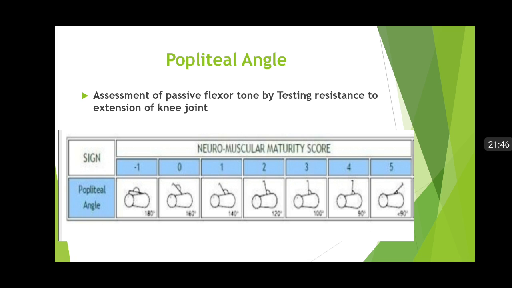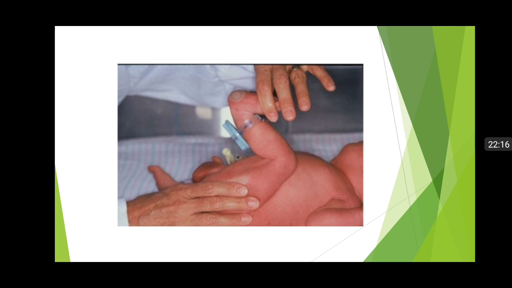Then the second method of assessment of muscle tone is passive assessment. In that we have discussed popliteal angle and scarf sign. So first of all, popliteal angle. Here we assess passive flexor tone by testing resistance to the extension of the knee joint. How do we assess this? When a newborn is in supine position, we can see this in the next image.